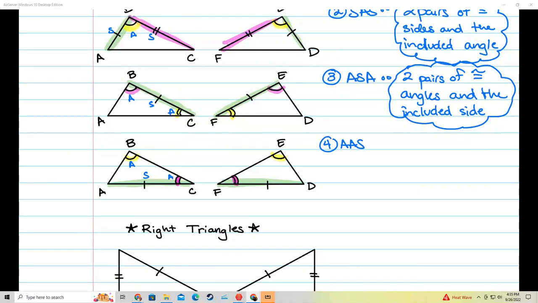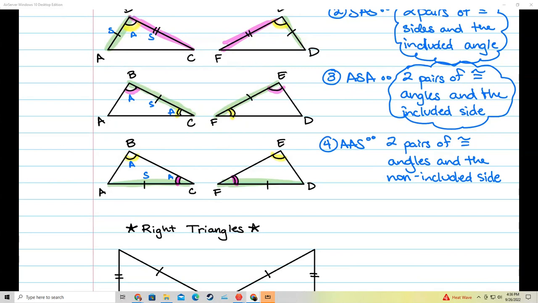Okay, so if you have two angles and a side, then I know that you have two triangles that are the exact same size. And in this case, you have two pairs of congruent angles and the non-included side. When I say non-included side, I mean that the side is not sandwiched between the two angles.